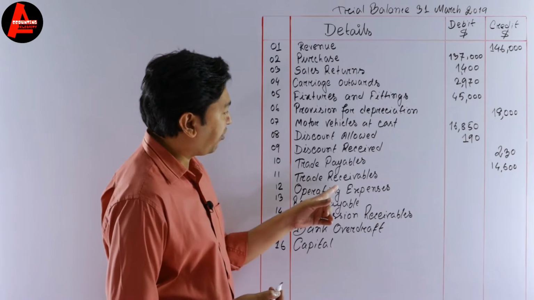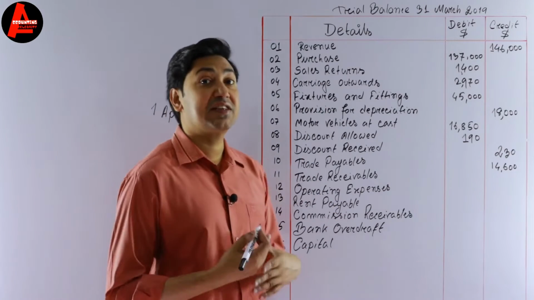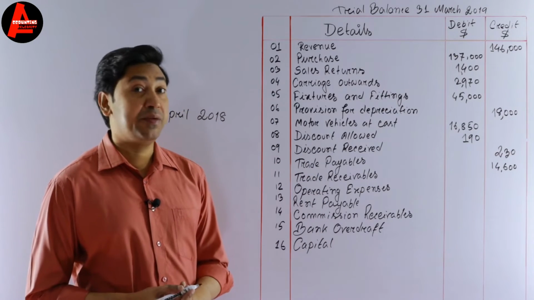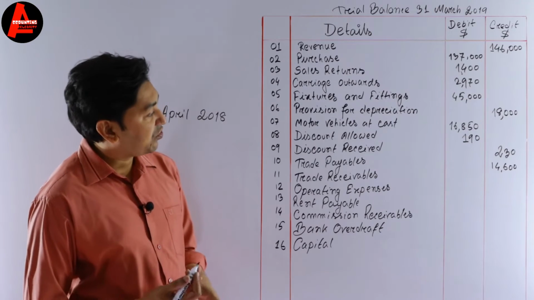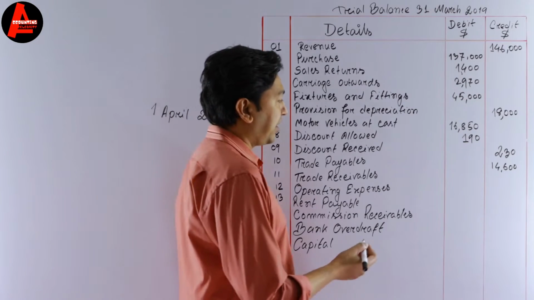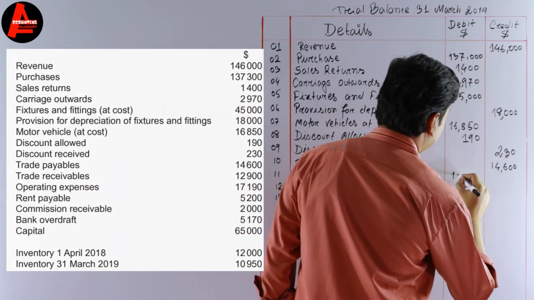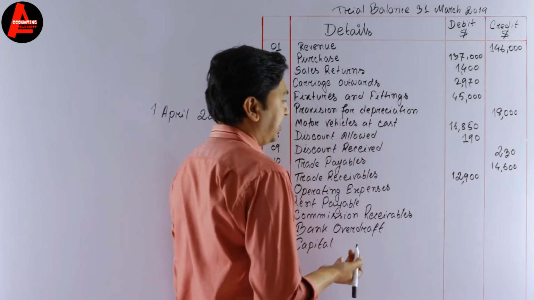Then we have here trade receivables. What are trade receivables? It is a current asset. Okay, so current asset will be debited on the trial balance. So let us write this value here on the debit side. What is this? It is $12,900. Very good, we entered this value here.